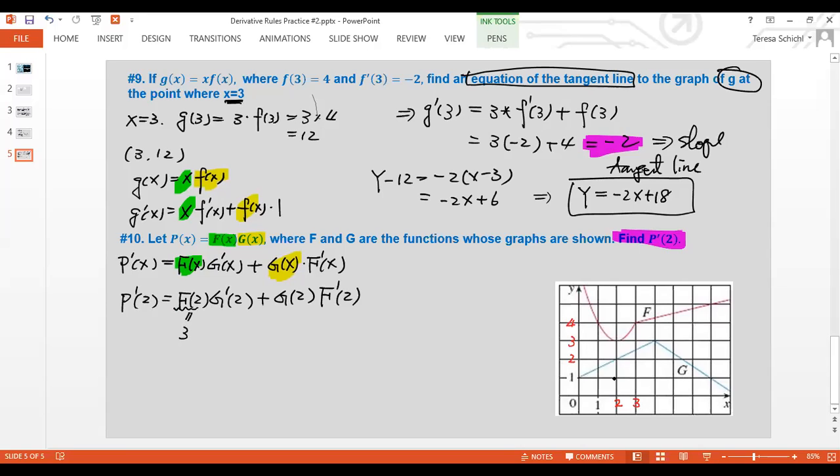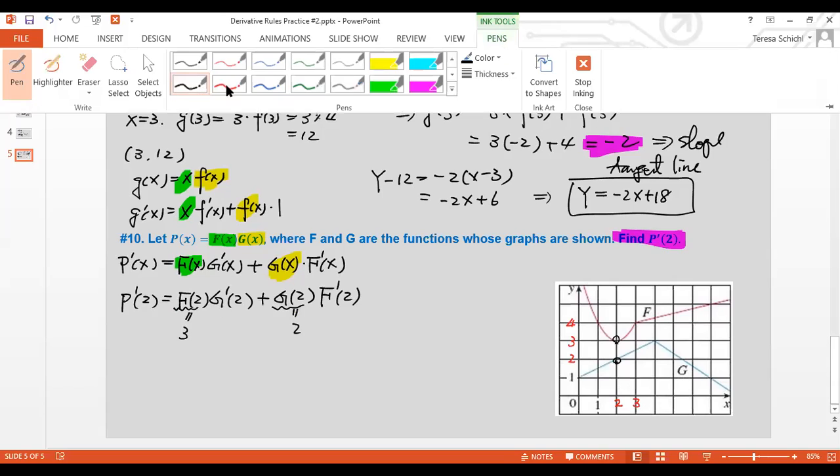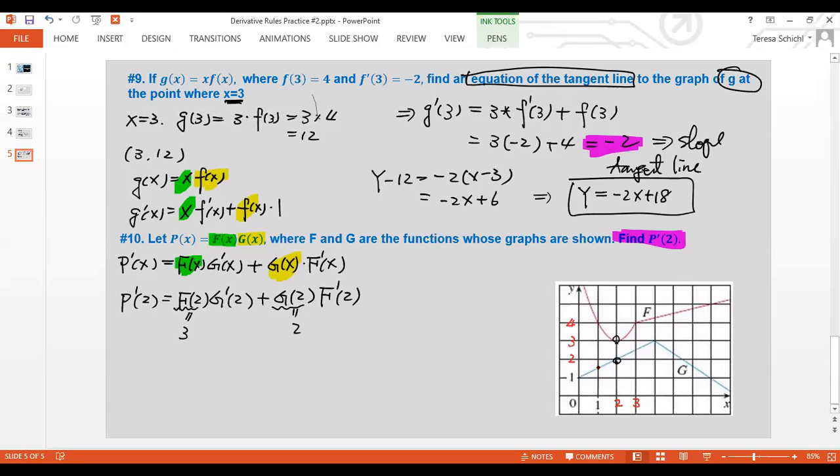g equal to 2. What is g at 2 here? It's 2, right? So this is my function value. So you just use the graph: this is here, this is here, right? So what is g prime? g prime of 2 is the slope of the tangent line at that point. And this tangent line, because this is already a function, is right in here.